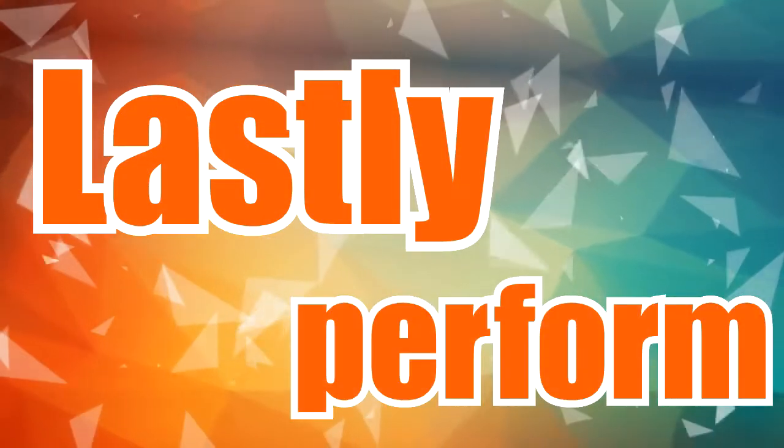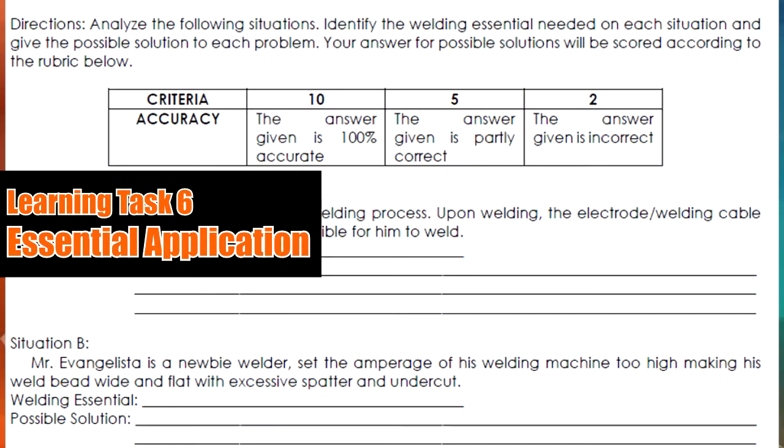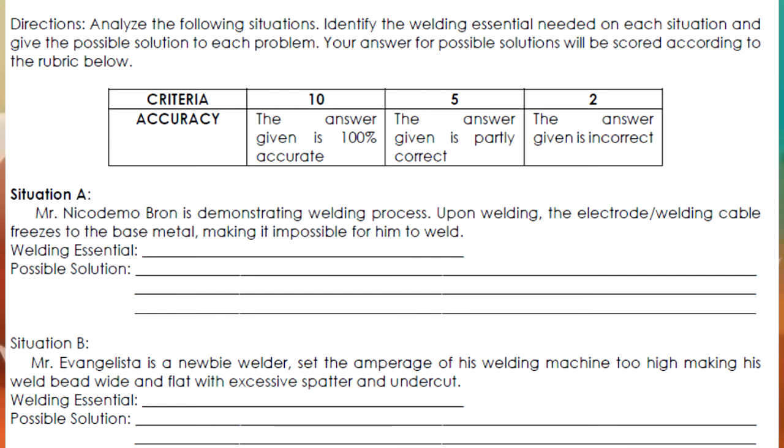Lastly, perform learning task 6. Essential application. You just have to analyze the following situations. Identify the welding essentials needed on each situation and give the possible solution to each problem. Your answer for possible solutions will be scored according to the rubric that follows.